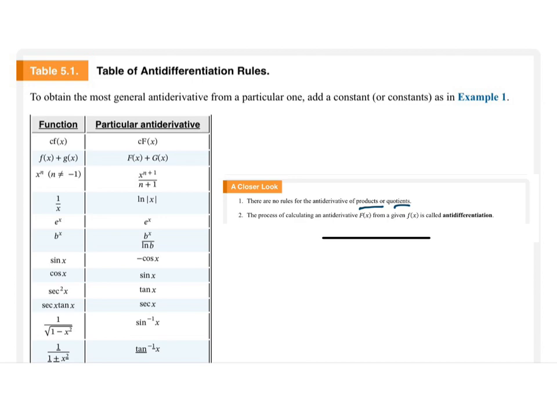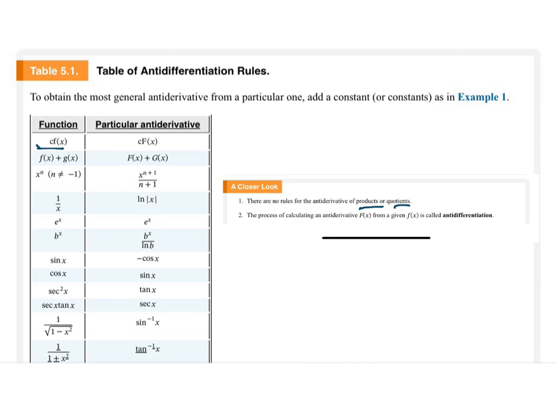The other thing says the process of calculating an antiderivative is called antidifferentiation. I think we called it underiving or something like that. But just know that we're doing differentiation and we're doing it backwards. I wanted to look at a couple of these with you. This first one says a constant times a function. Its antiderivative is going to be a constant times the antiderivative.